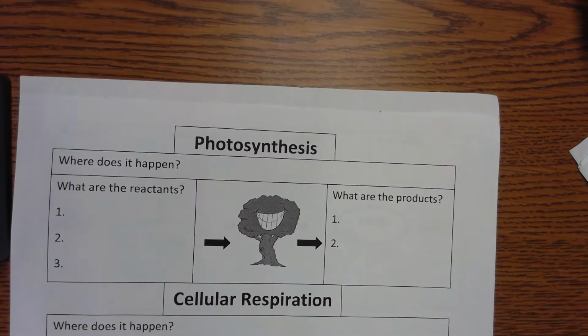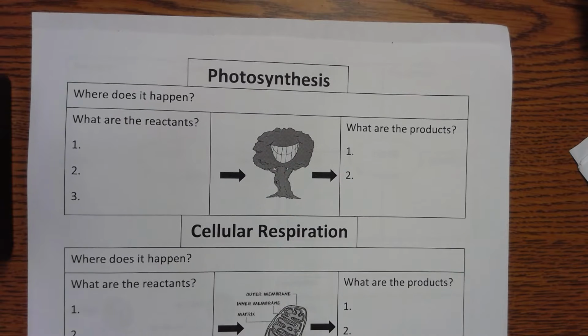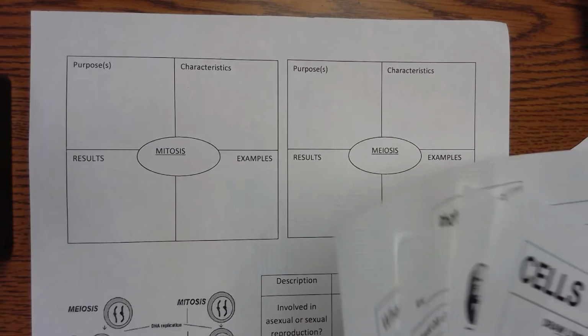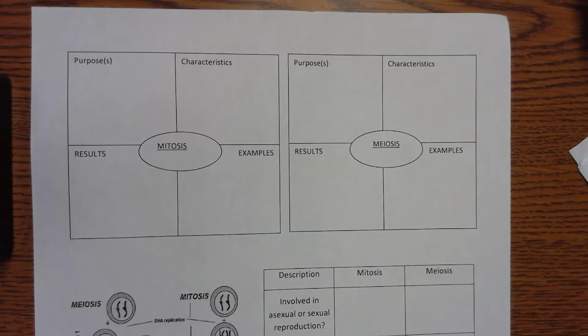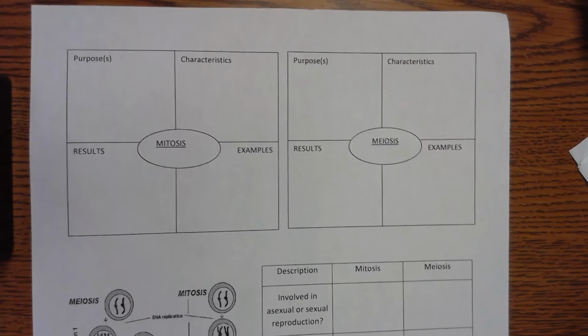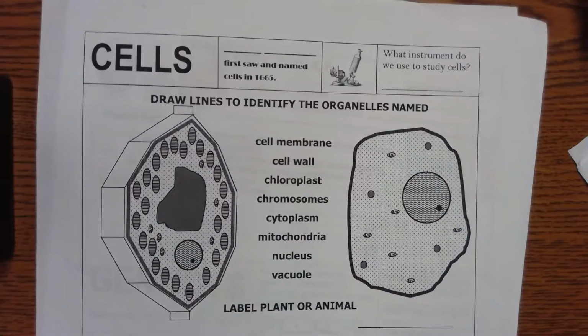A lot of these are repeating topics, but I just wanted to make sure I covered all the review sheets. And then the last page I'll be working on, the sixth page, is the mitosis and meiosis comparison. So let's go back to page 1. We're going to start talking about cells.